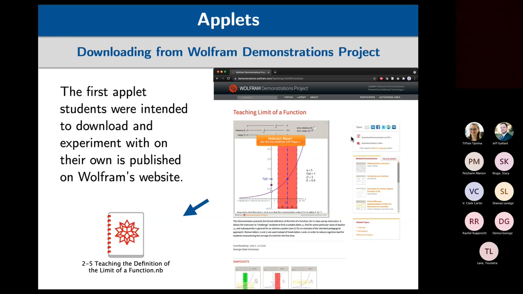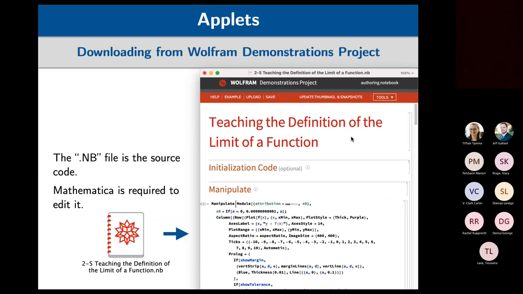The first applet students were expected to experiment with is published on Wolfram's website. Wolfram is the publisher of Mathematica, the language these applets were written in. From their website, you can download the notebook file. That's the source code. To run it or edit it, you need Mathematica, which is an expensive piece of proprietary software. Georgia State students have access to it and can download it for themselves at home. So there's no additional cost at Georgia State for Mathematica.